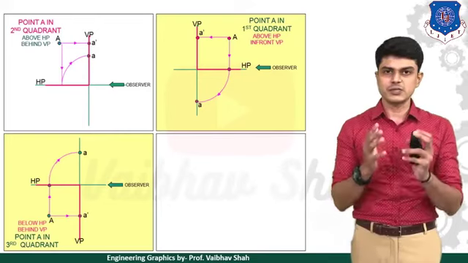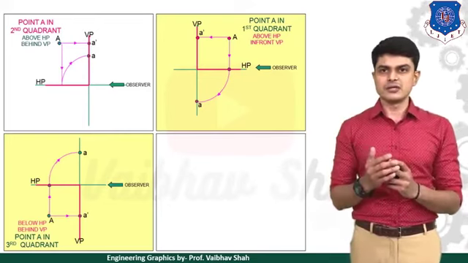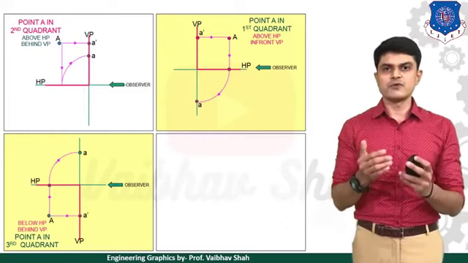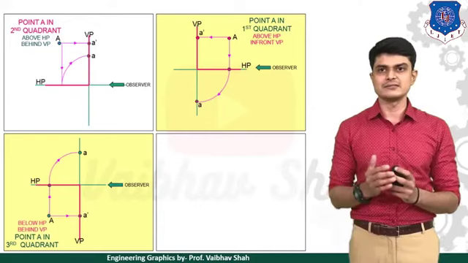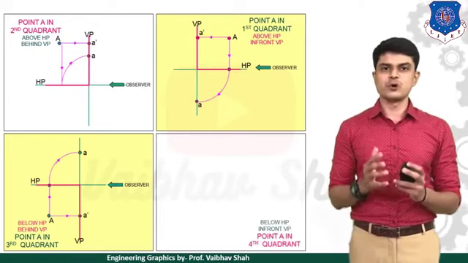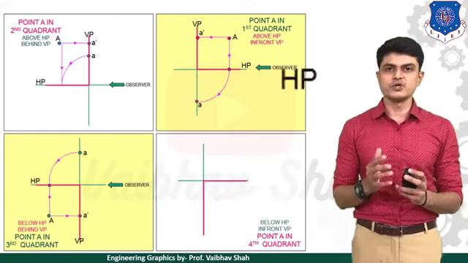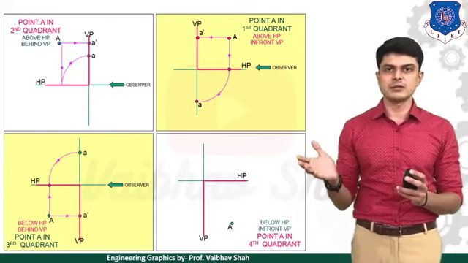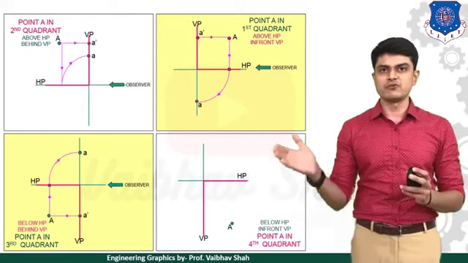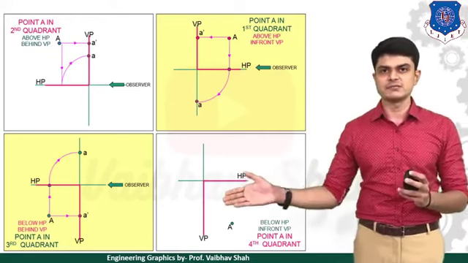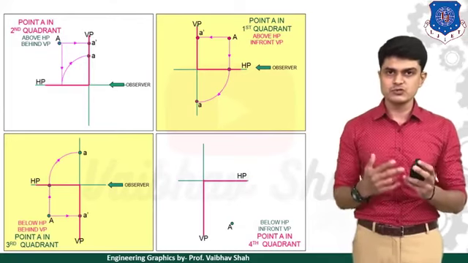So now you can see for third quadrant, your top view would lie just above your horizontal line, and your front view would lie just below your horizontal line or your XY line. Now let us move to our final quadrant, fourth quadrant. Let us understand first what we mean by fourth quadrant. This is nothing but the location of fourth quadrant. As you can see, in fourth quadrant your point would be below HP and in front of VP. So we'll be taking once again two views.